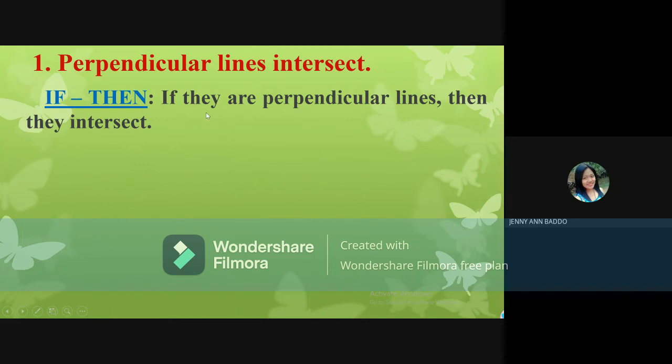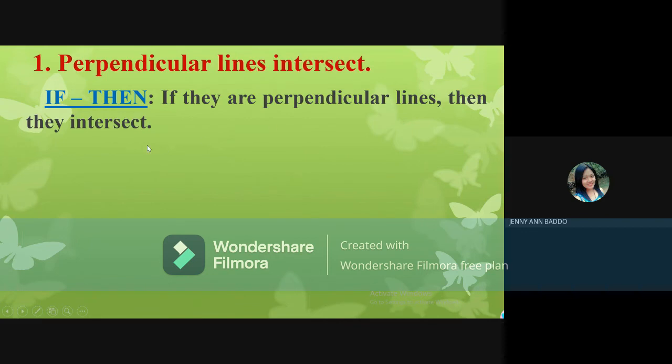This is the easiest way actually to change a given sentence into an if-then form. If we are describing a plural, we may use the word they, so that when we use that they, it should be used in both the if and then statement. So we have if they are perpendicular lines, then they intersect.